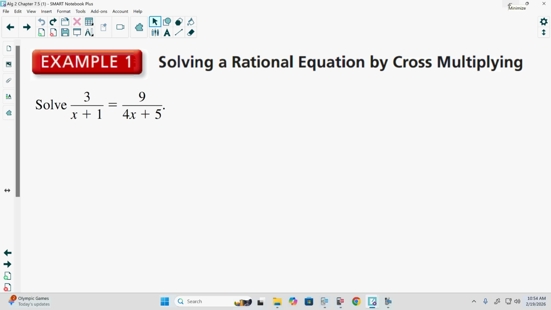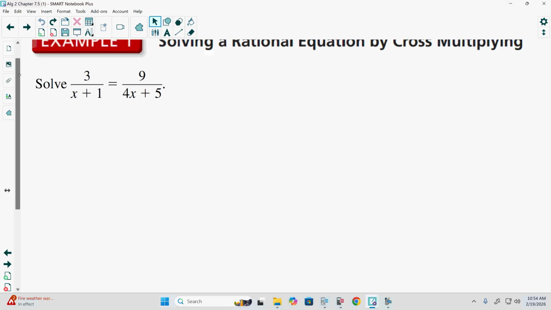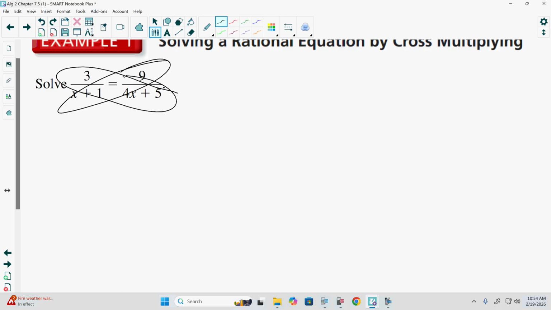So what we're starting today is solving these rational equations. Now, one of the methods that you've encountered with solving is something called cross multiplication. We multiply these two, set them equal to each other, and solve. And this works very well if we only have two fractions.